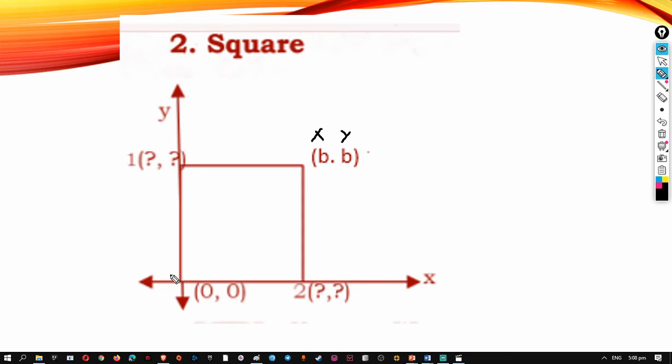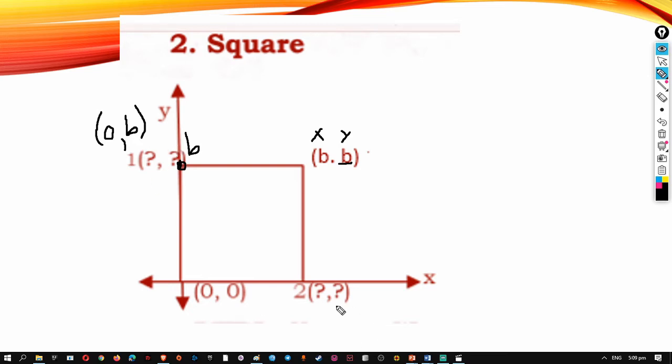Yung una, number 1, dahil ito ay nasa y-axis, ibig sabihin, walang x. Ngayon, yung y mo, dahil nakatapat siya dyan, kung ito ay b, b rin yan. So, therefore, that's answer number 1, 0, b.